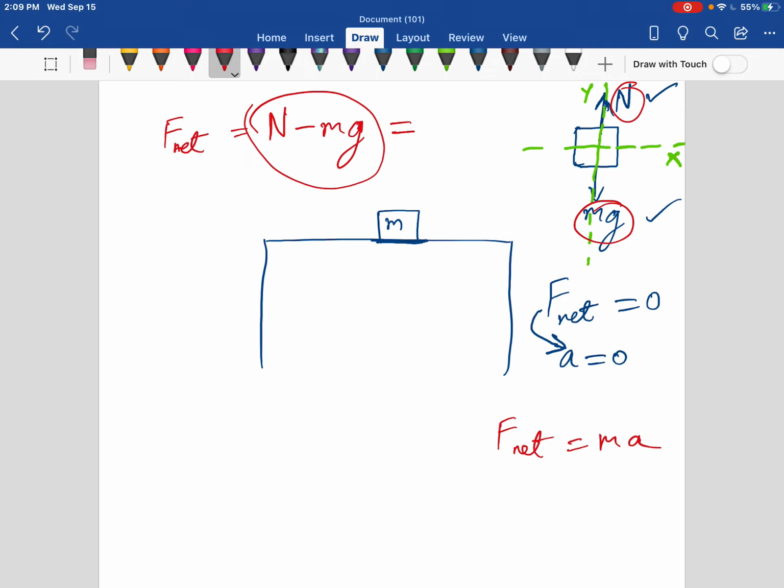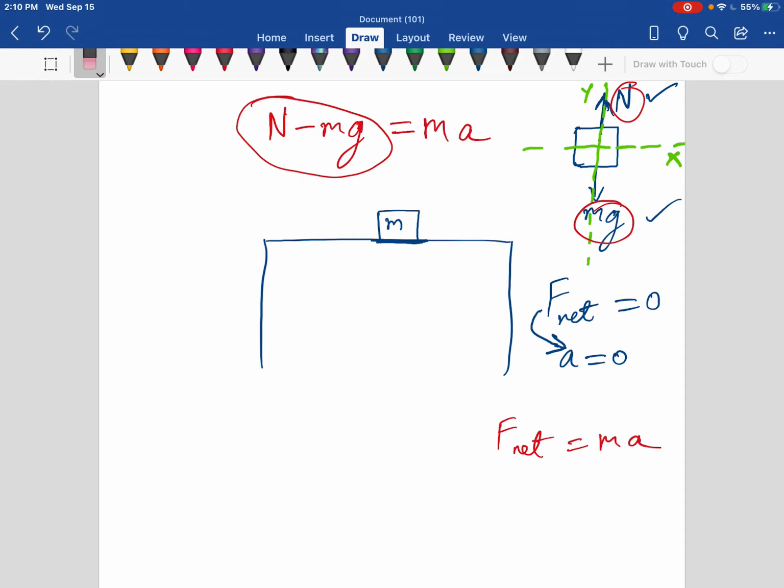In that case, let's even erase this part. That itself is the net force. Done. Net force is equal to mass times acceleration. That's it. But remember, this is the acceleration in the y direction, because this is the net force in the y direction. This is the sum of forces in the y direction, so this is the acceleration in the y direction. So this is a valid equation over here.